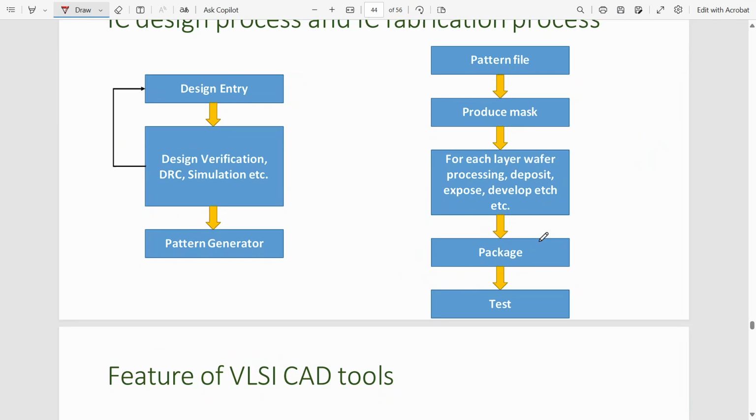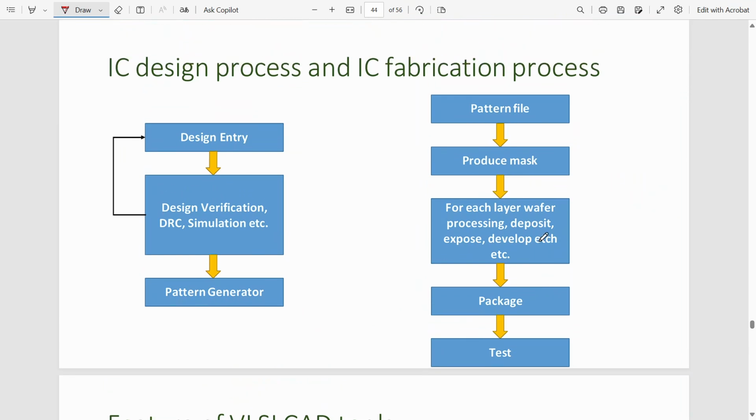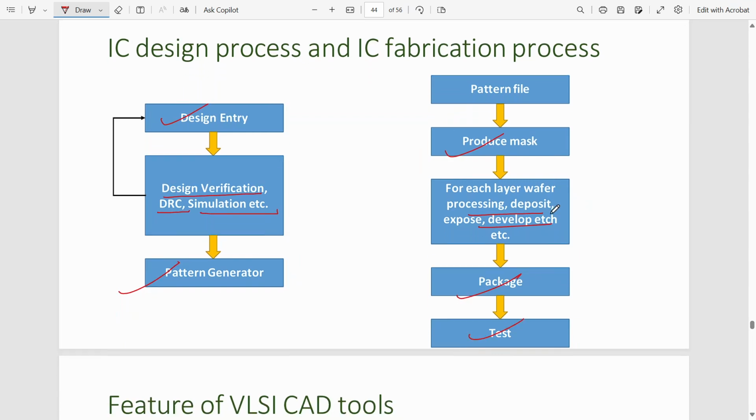For the IC design process, first is design entry. After design entry, you need to do design verification, design rule check and simulation, and pattern generation. After that, produce a mask. After producing the mask, each layer of mask is processed and deposited, and exported to development. Then packaging, and after packaging there is testing. So this is the IC design process.